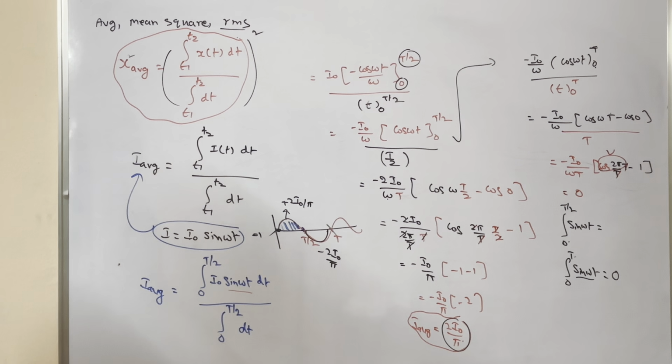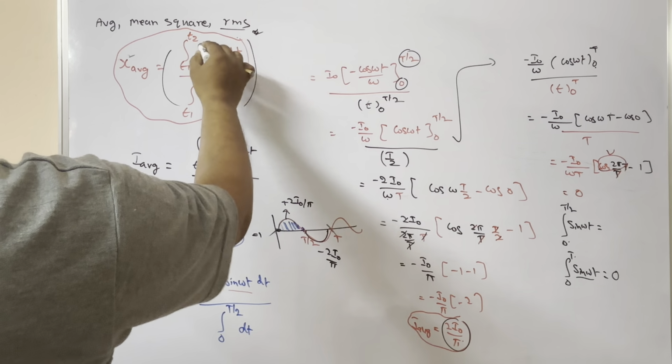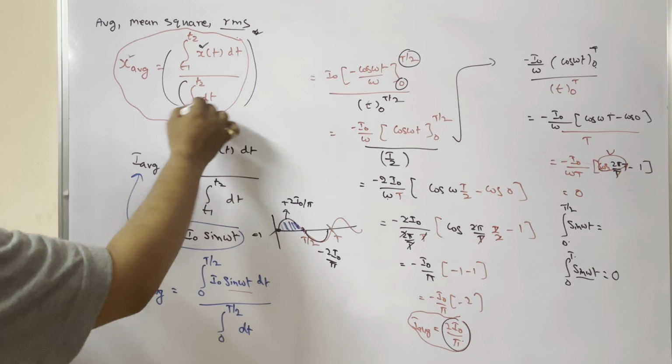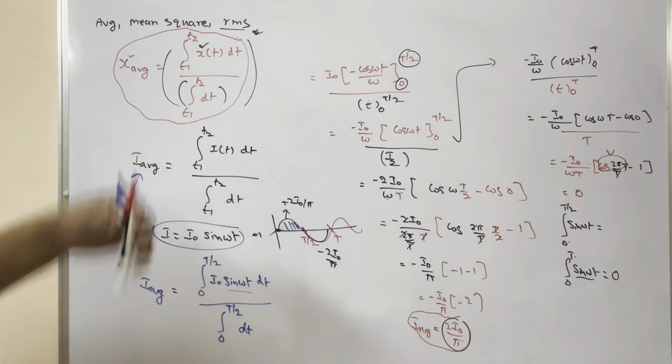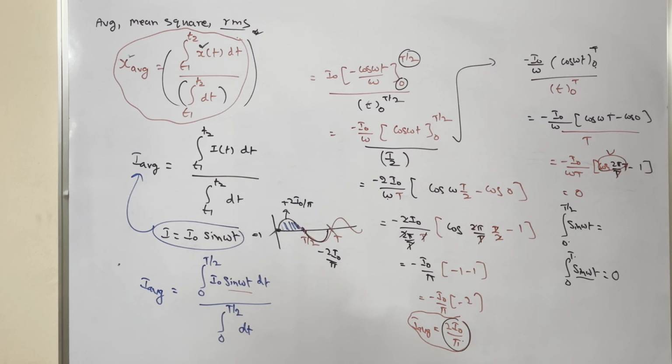Isn't it? Integral of I square dt by integral dt. So, this one we are going to get, not this here, x square dt by total time. So, that is going to be the mean square value. How we are going to get mean square, we will see.